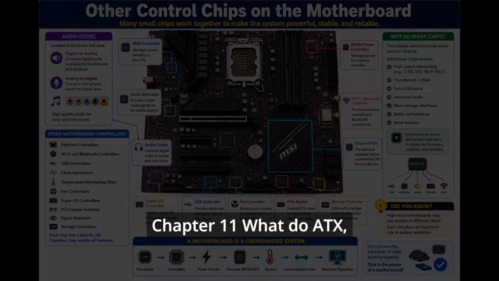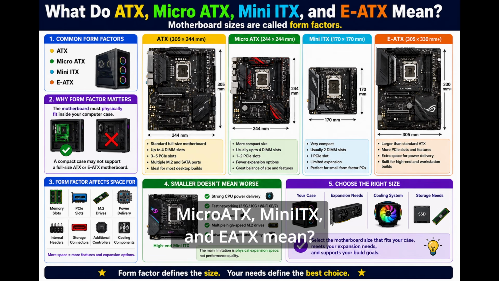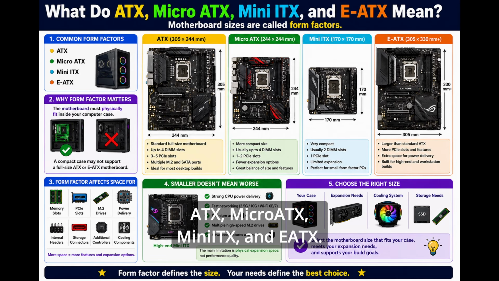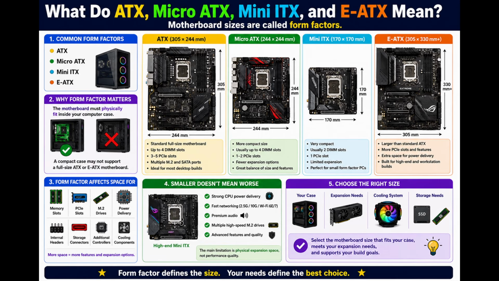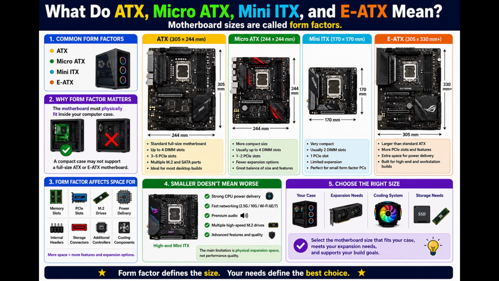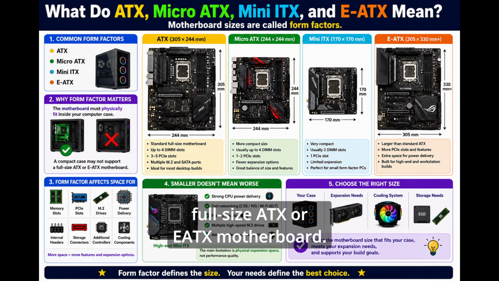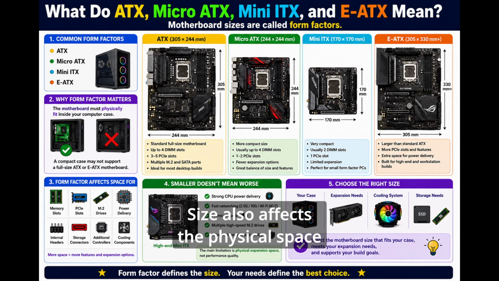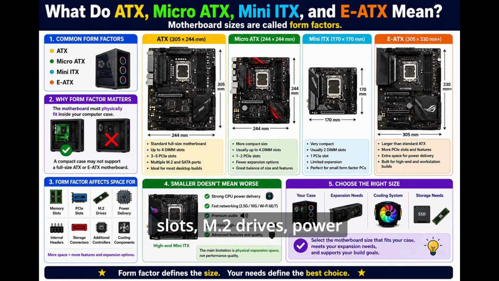Chapter 11. What do ATX, Micro ATX, Mini ATX, and eATX mean? Motherboard sizes are called form factors. Common form factors include ATX, Micro ATX, Mini ATX, and eATX. The form factor determines whether the motherboard fits inside a computer case. A compact case may not support a full-size ATX or eATX motherboard. Size also affects the physical space available for memory slots, PCI Express slots, M.2 drives, power components, headers, storage connectors, and additional controllers.